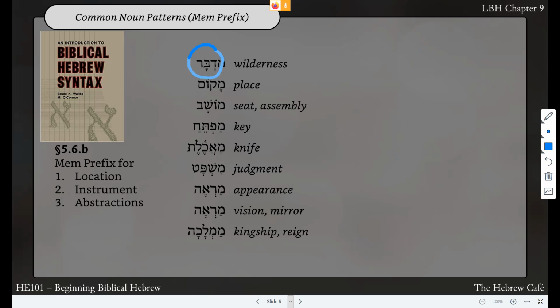So in this case, we can see dalet bet resh is the root, and when you have that mem prefixed on there, it becomes midbar. Midbar is wilderness. This one, the root is kum. Kum is to arise, to get up. Vayakom, he got up. We say this a lot, like the story of Jonah. He arose and went to flee to Tarshish. That's vayakom.